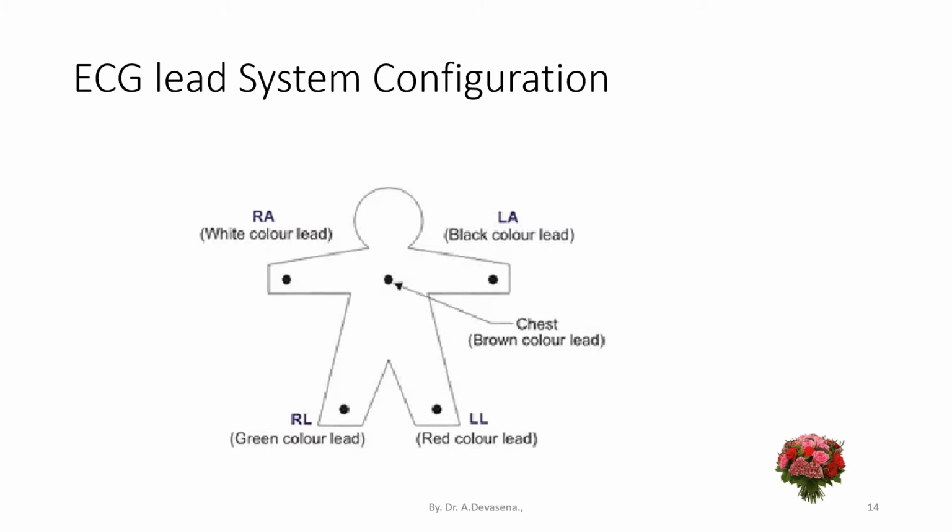It is indicated with 5 color bands: white color band, black color band, brown color band, green color band and red color band. It is indicated on the patient.